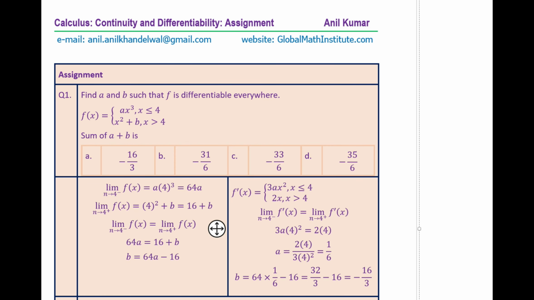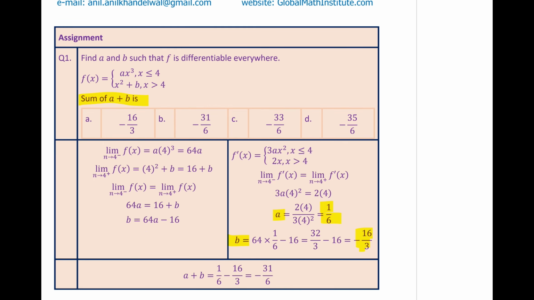Here is a complete solution of this particular question. So we just found that a is 1 over 6 and b is minus 16 over 3. The question was, what is the sum of a and b? So from here, we can figure out the choice. So when you add this, you get 1 over 6 minus 16 over 3 as negative 31 over 6 as your answer. So I hope you get the solution, correct? So that is how we'll do question number 1.